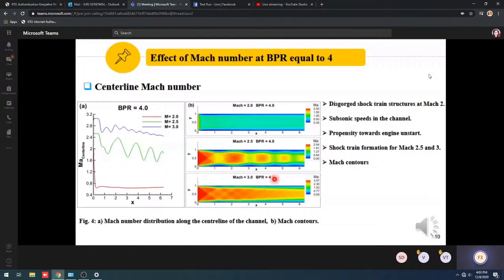This study indicates that for Mach 2, BPR equal to 4, the shock trains are completely disgorged from the inlet, leading to subsonic conditions in the channel, which may lead to the engine unstart because the entire regime is to be at supersonic conditions.